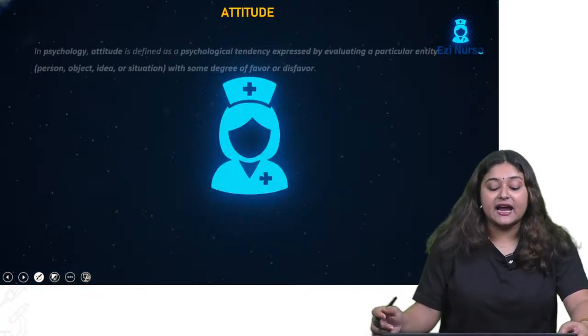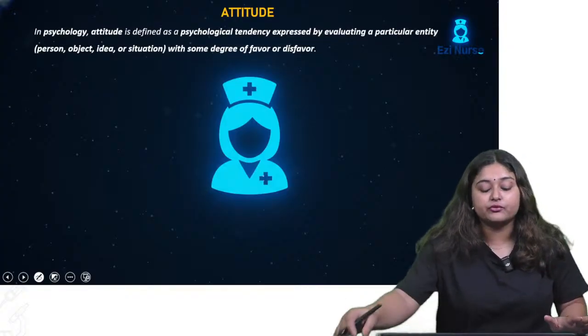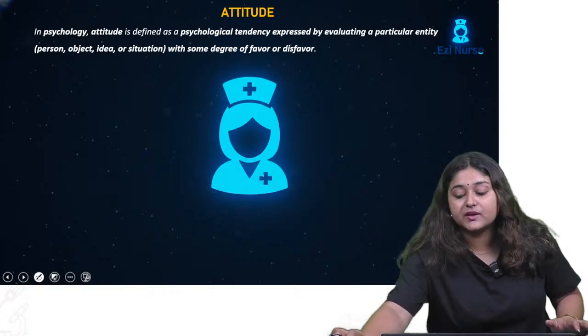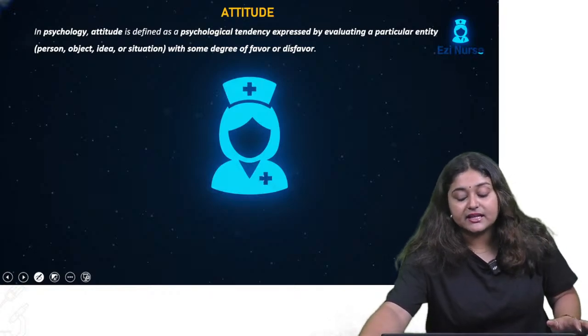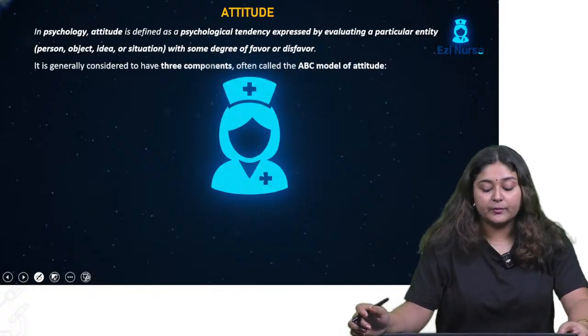Now come to the next, that is attitude. So what do we mean by attitude? In psychology, attitude is defined as a psychological tendency which is expressed by evaluating a particular entity like a person, object or idea with some degree of favor or disfavor.